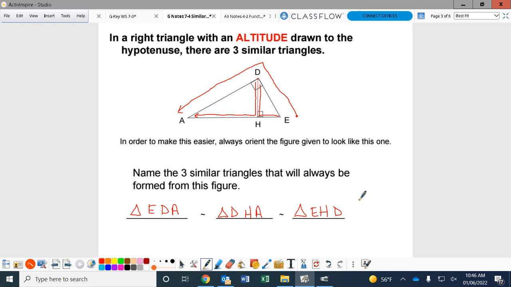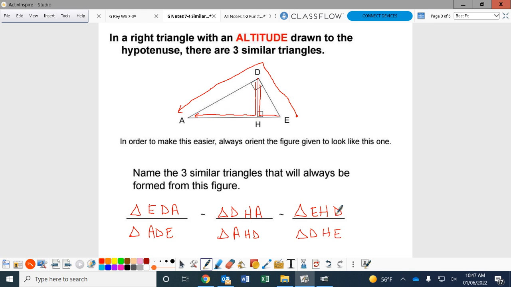Guys, do you see you just need to follow a pattern? Do these have to be the same as mine? Yes or no? No, because whatever pattern you established at the beginning, if you went ADE, then for this one you'd have to go AHD, and then you'd have to go DHE. They just need to match, guys. It doesn't have to be the same as mine, but whatever you establish here at the beginning, you have to follow the same pattern for all three of them.